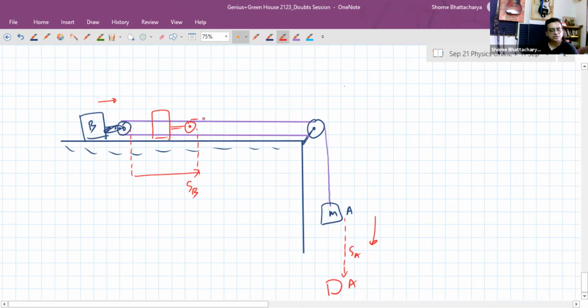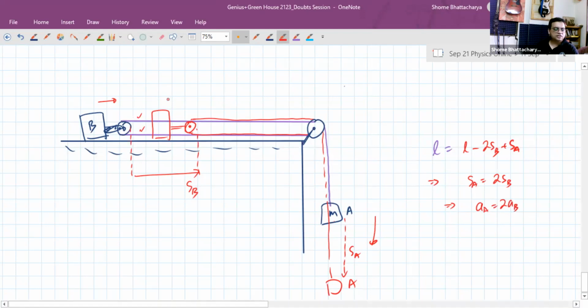When you come to the second diagram, the thread has now become like this. The original thread length, whatever it was, has now changed: from this side, this branch and this branch are now gone. So it is minus 2 times SB. But here thread length SA is increased, so it is plus SA. We know that this string is inextensible, so it does not stretch. Differentiate this twice, and you get that the acceleration of A is going to be twice the acceleration of B.